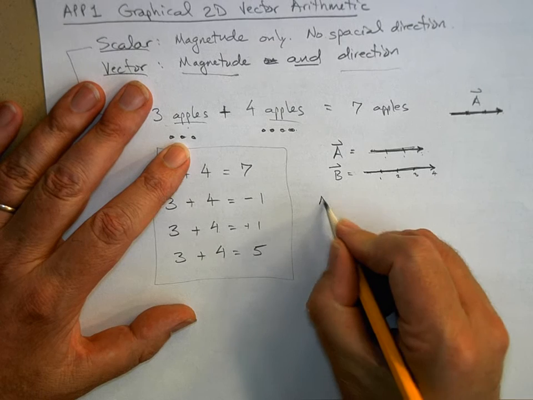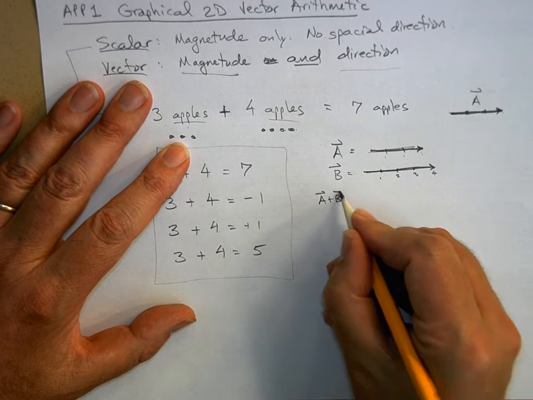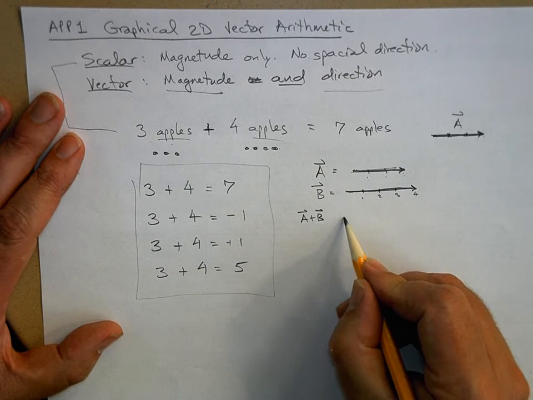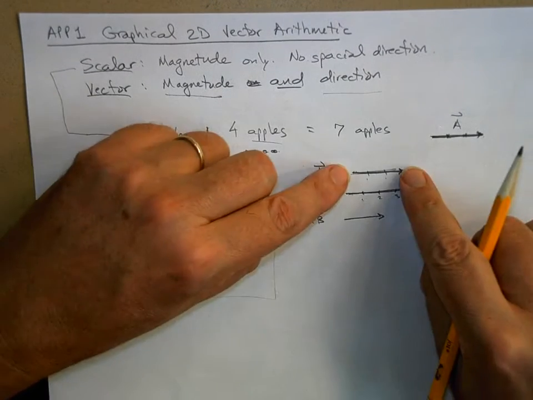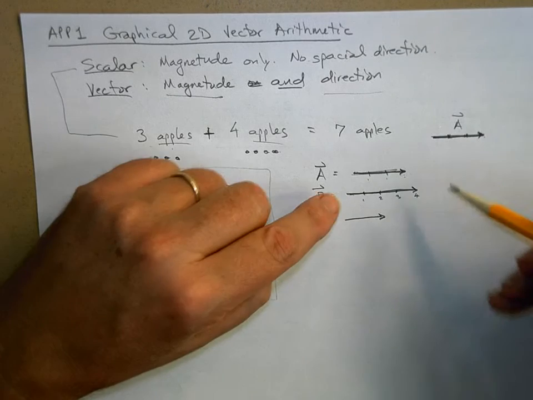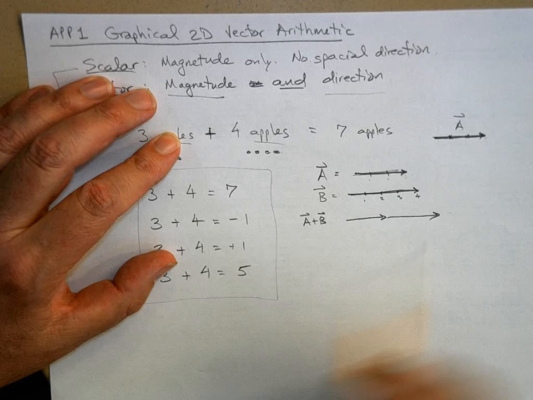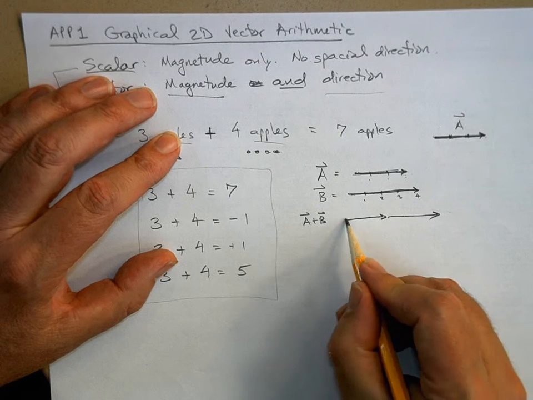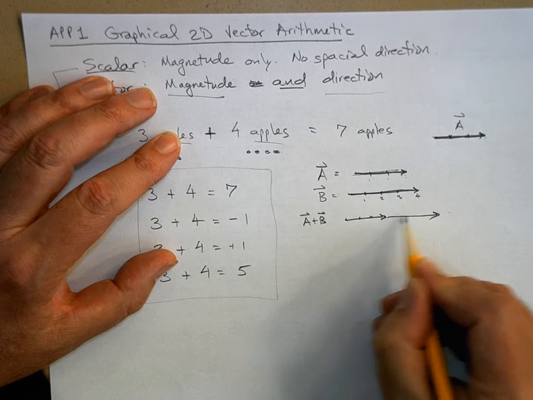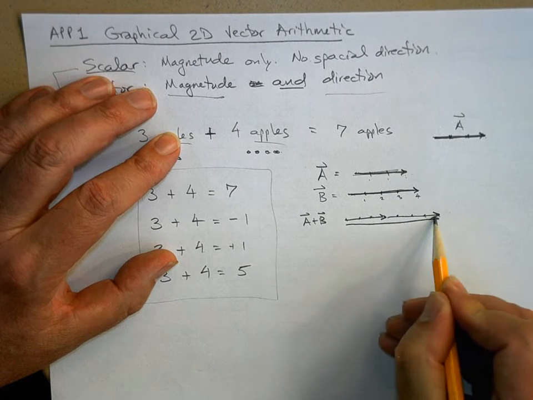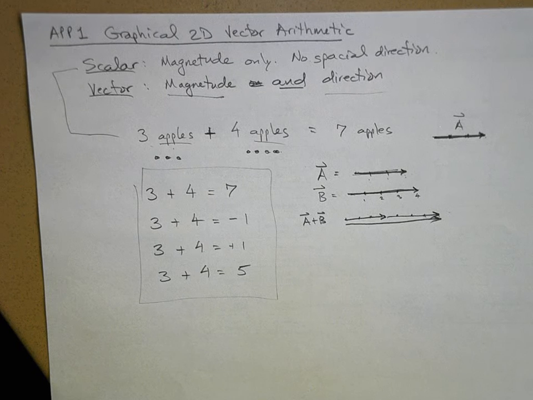Let's go A plus B. Vector A plus vector B. And I'm going to say vector A, I'm just going to pick it up. And then I'm going to pick up vector B, and I'm just going to lay it down like this. And so this is now 1, 2, 3, 4, 5, 6, 7. I went a total distance of 7 meters to the right. Does that make sense?